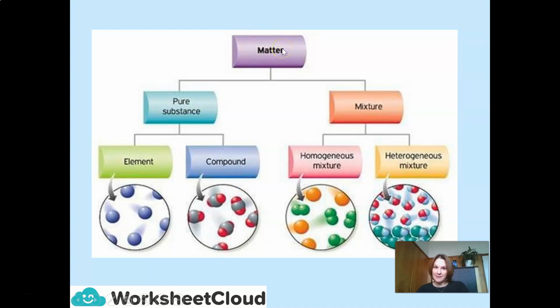Matter. In matter, we have pure substances and we have mixtures. Pure substances are made up of elements, atoms of only one kind, as well as compounds, where there are two or more atoms combined together to make up a compound, but they are both pure substances. Mixtures are made up of homogeneous mixtures or heterogeneous mixtures. Is this all making sense now? Is it all coming together? I really hope so.